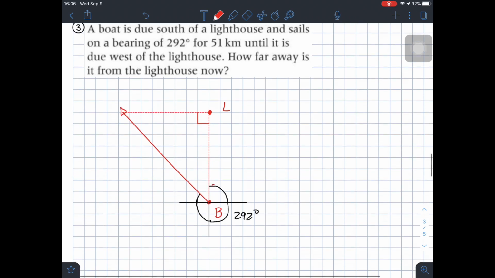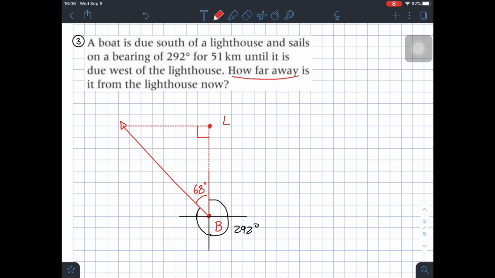Okay, so if all of this in black is 292 degrees, then how much should this angle right here be? Well, it's easy to calculate, right? We know that the whole circle is 360, so 360 minus 292 would give us this angle, which is 68 degrees. Okay, so it says, how far away is it from the lighthouse now? So basically what we're trying to find is this distance over here, the distance from the boat after it sailed 51 kilometers to the lighthouse, right? So there we have the sketch.